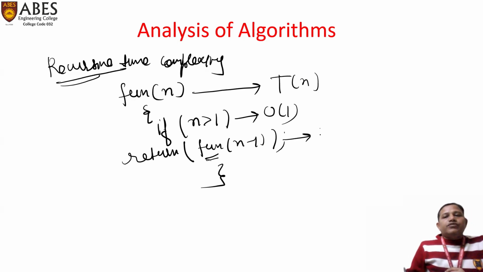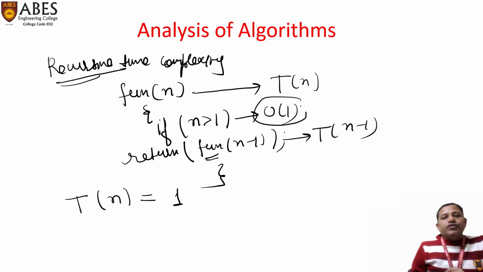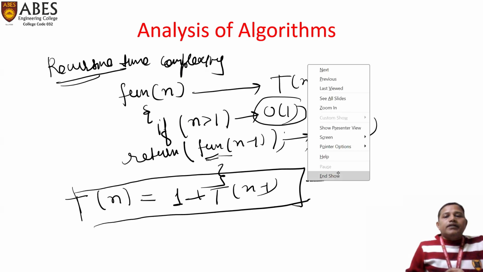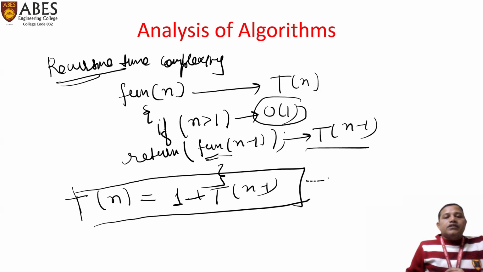So the time complexity of this one is T(n minus 1). So we will prepare a recursive relation like 1, the time complexity for all statements, that is constant, except the recursive function. The time complexity of the recursive function is T(n minus 1). So we can solve this recurrence to find the time complexity. How will this recursive function terminate?